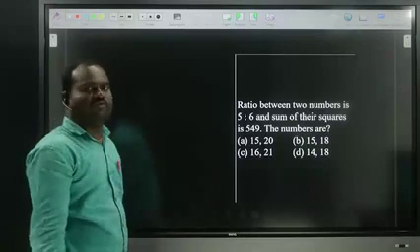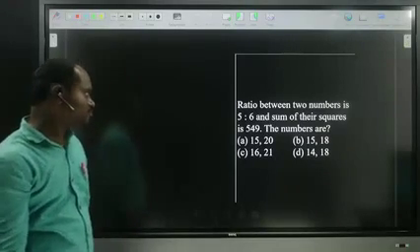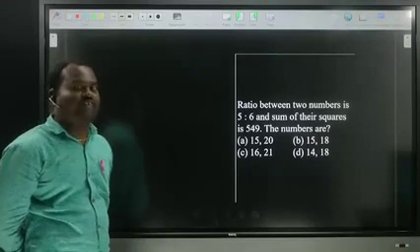Once try this. The square clue is given, once try that.